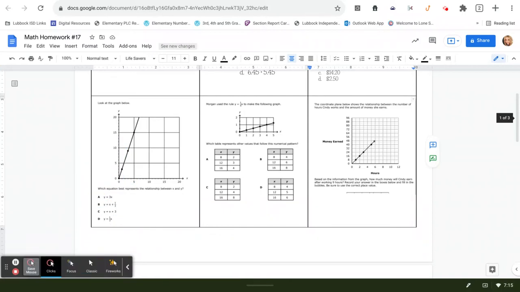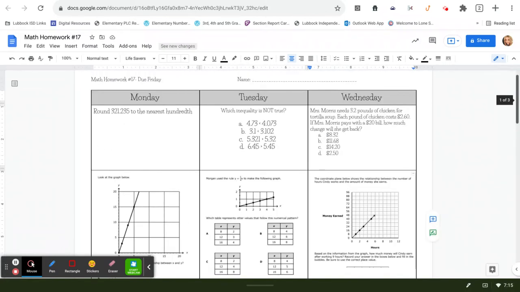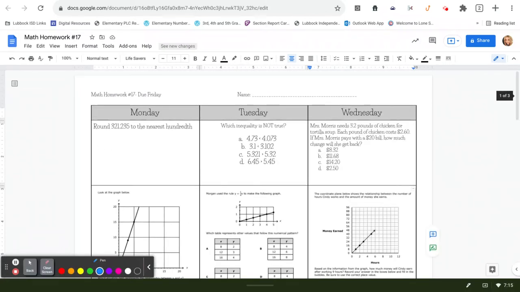Okay, let's look at Tuesday. Which inequality is not true? I'm going to keep putting these on here until we're displaying our work the right way, unless you're a student who's already getting them right every single time, but these tend to be our lowest tested questions.